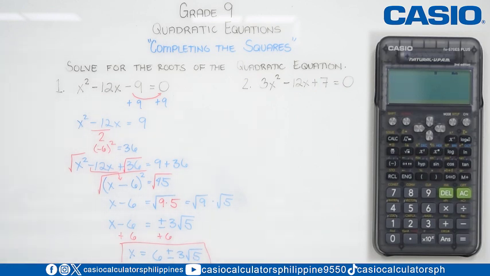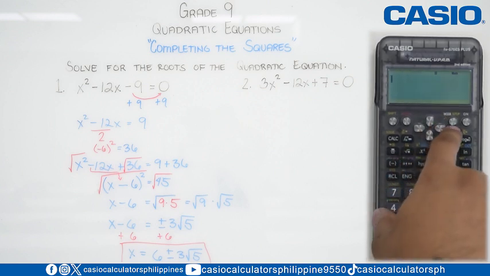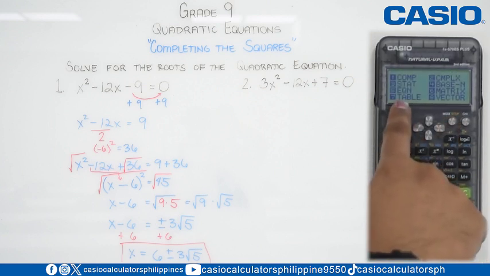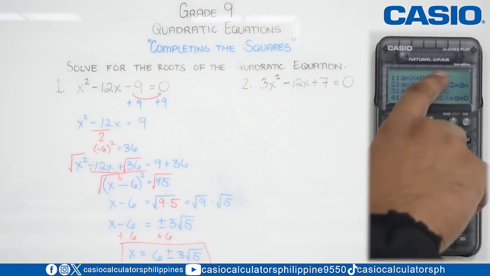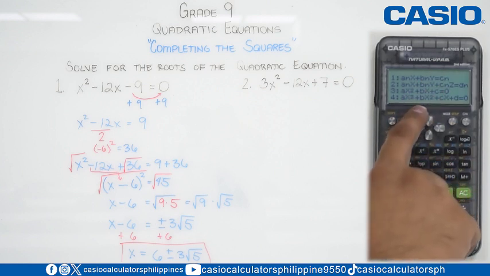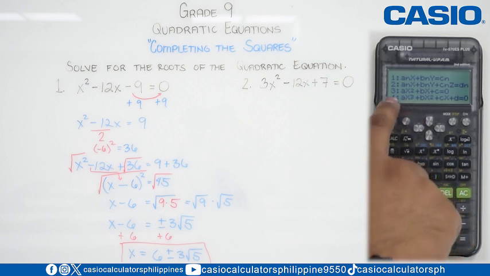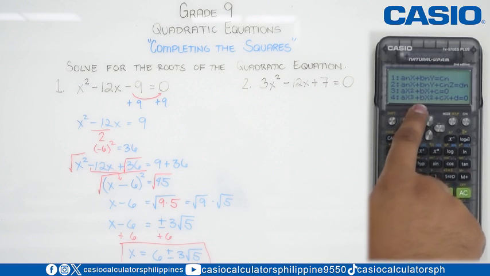Now let's check if our roots to our first example are correct. So what we need to do is to access the function equation by pressing this button, the mode setup button, and go to equation or just simply type 5. And then you can observe that there are a lot of different polynomials here, and what we need to do is to access number 3, which indicates a quadratic equation.